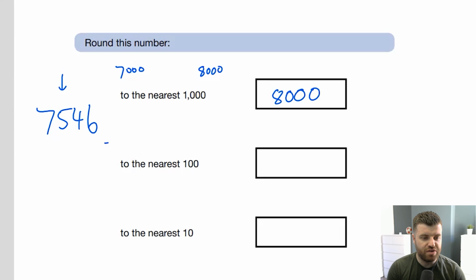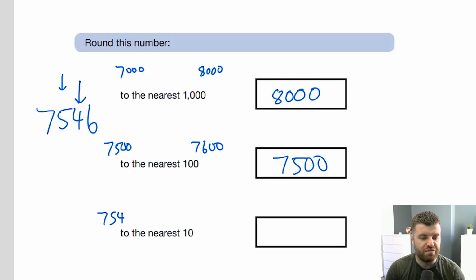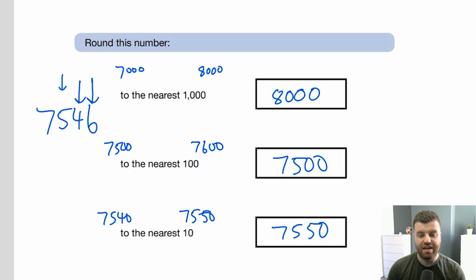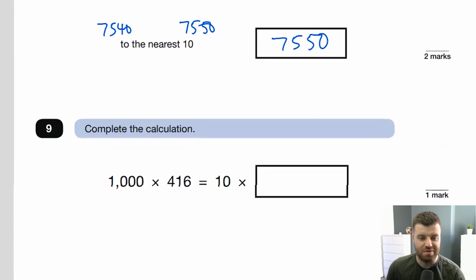To the nearest 100, it's either going to be 7,500 or 7,600. We look at the tens column for this one. It's a 4, so we're going to round down to 7,500. And finally, to the nearest 10, it's going to be 7,540 or 7,550. Look at the ones, it's a 6, so we're going to round it up. The answer is 7,550. All of those get you 2 marks. Be very careful when you're working through them.